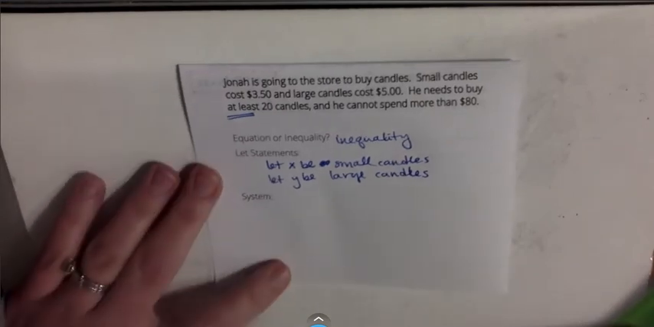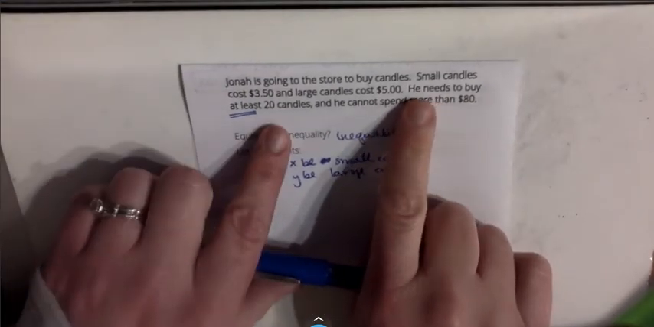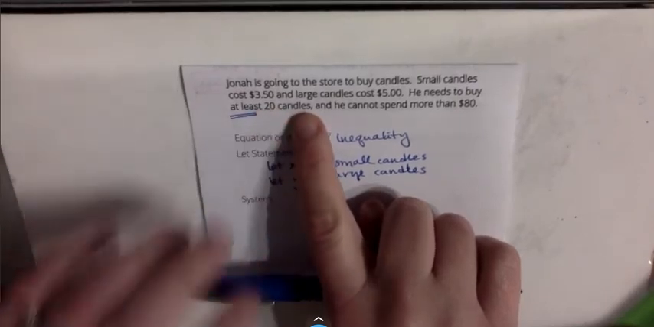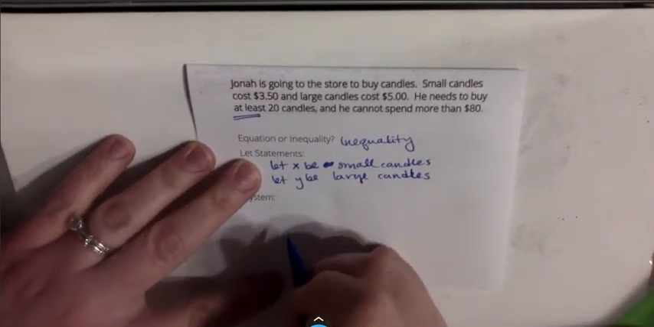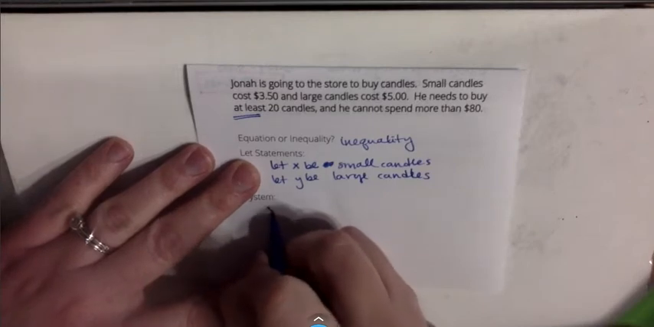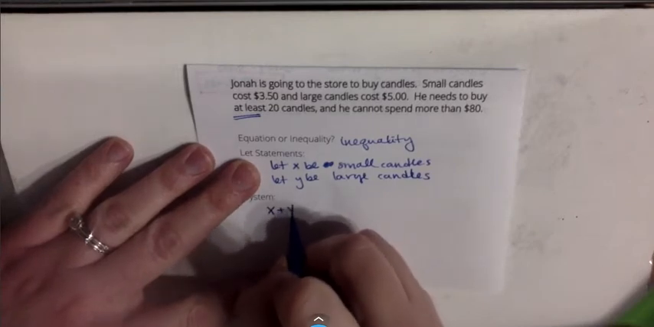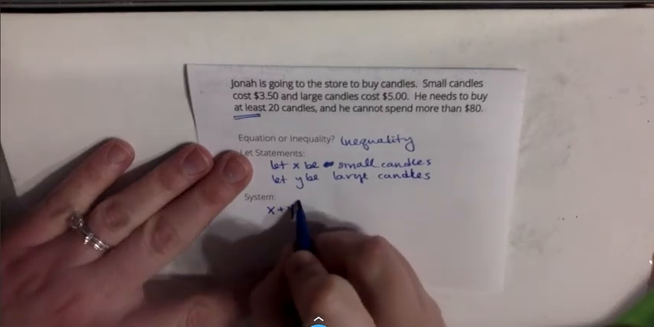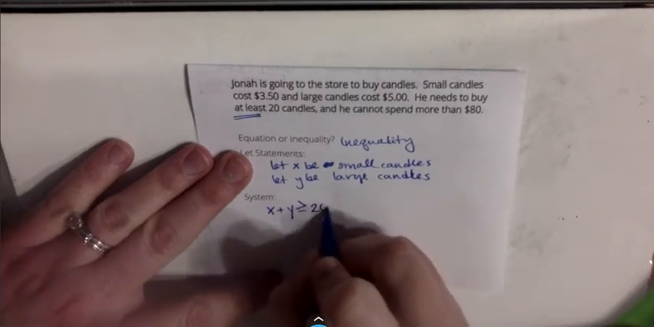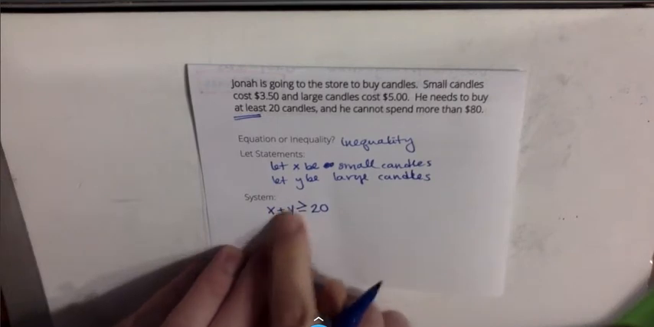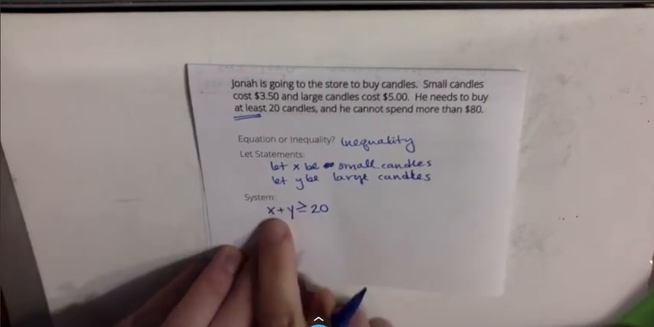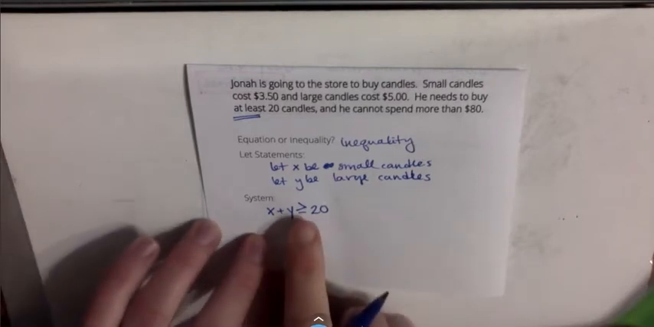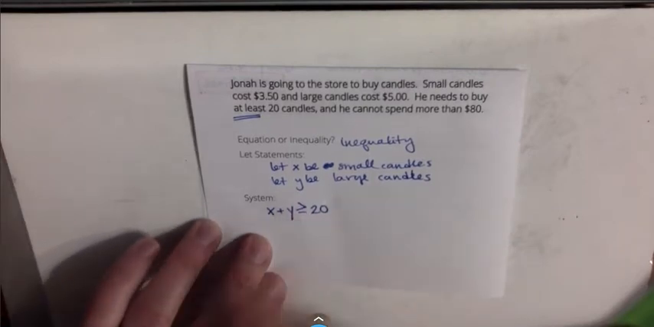Our first one, I like to do right off the bat. He needs to buy at least 20 candles. That means small plus large is 20 or more. So we'd say x plus y, small candles plus large candles, needs to be at least 20. So that means these values need to be 20 or more. That's why I have the greater than or equal to symbol. We need 20 of them or more.